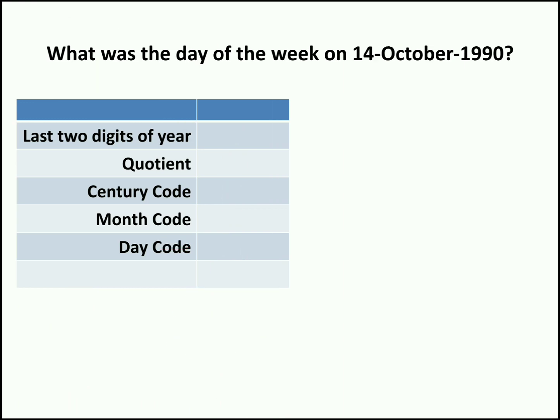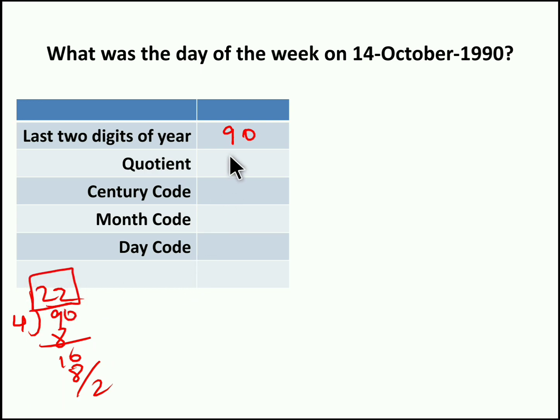What was the day of the week on 14th October 1990? So you have to take the last 2 digits. The last 2 digits of 1990 is 90. And next, the quotient. You have to divide this 90 by 4. While dividing 90 by 4, we get 2 times 8, and again 10, again 2 times 8, and you get the remainder 2. You don't need to worry about 2. You have to take only the quotient, right? So it's 22.